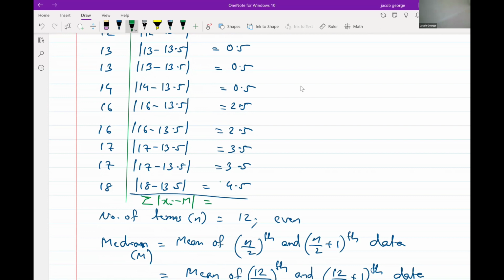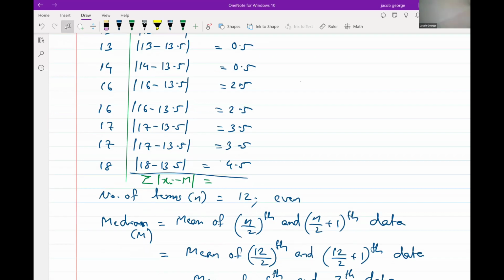14 minus 13.5 is 1.5, sir? No, 0.5. 14 minus 13.5 is 0.5. Now all the values are okay, right? So what is their sum? 28. Its sum is 28. So for statistics, this is the only concern: calculation error. If you can avoid calculation error, you will easily get full marks.